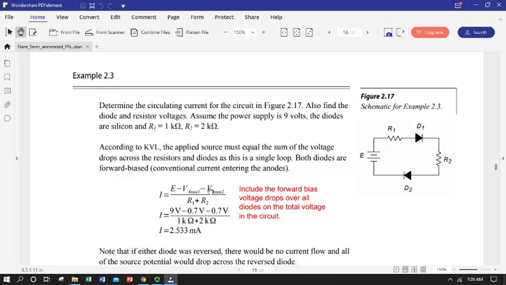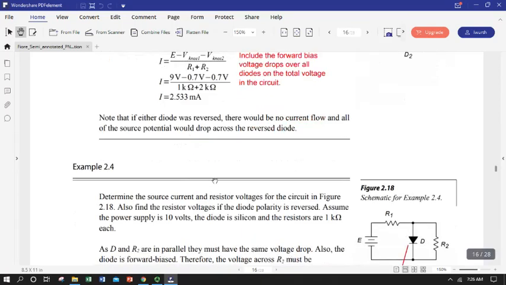And this is just a shorthand way of writing that KVL loop. So I know what the resistors are, I know what the V knees are, they're both 0.7, and so I can solve for the current. Pretty easy.